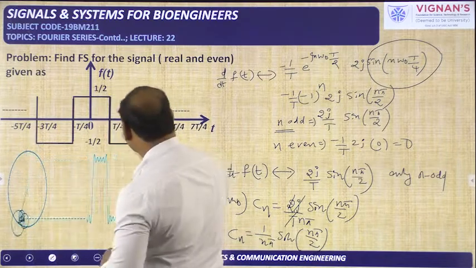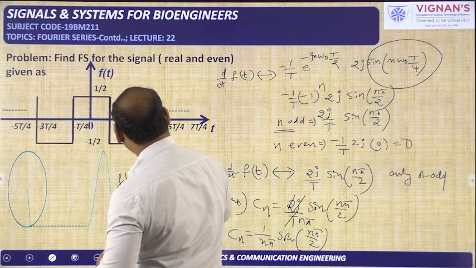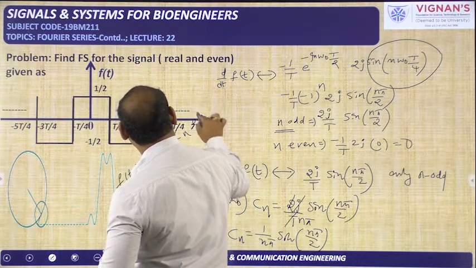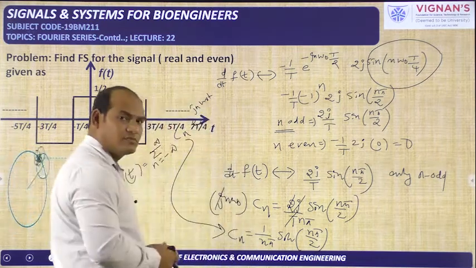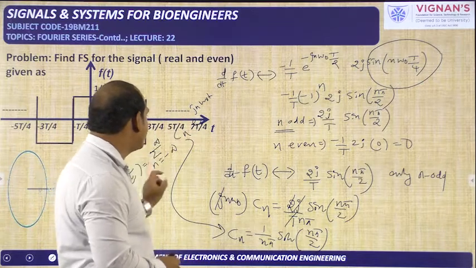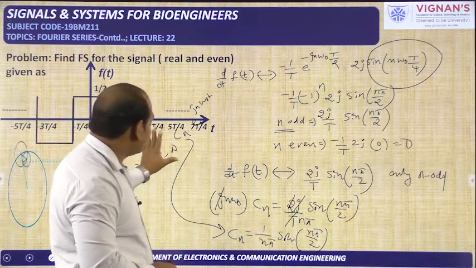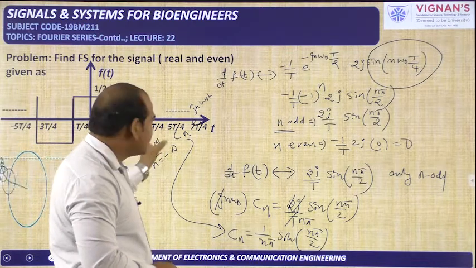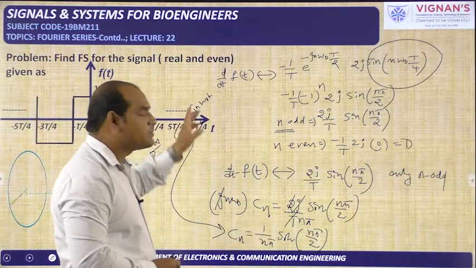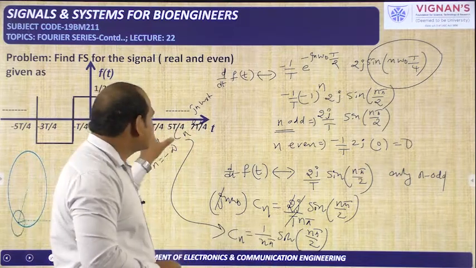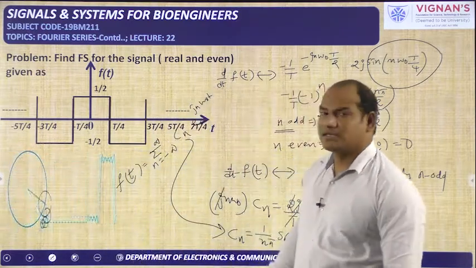Now if you need the Fourier series, f of t is equal to sigma n from minus infinity to plus infinity Cn e power jn omega naught t. This Cn we have calculated like this, so that Cn you need to substitute here. So the Fourier series expression for f of t is sigma n changing from minus infinity to plus infinity, Cn means 1 by n pi sin of n pi by 2, into e power jn omega naught t. That is the final expression for the given signal. So in this manner we have to calculate the Fourier series.